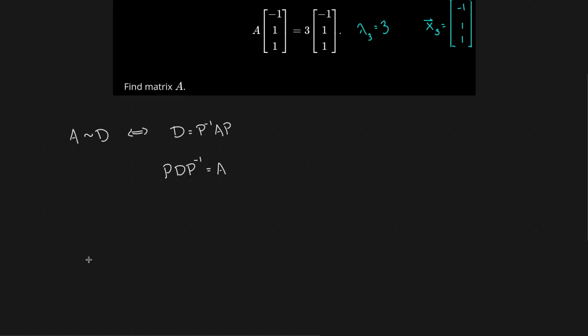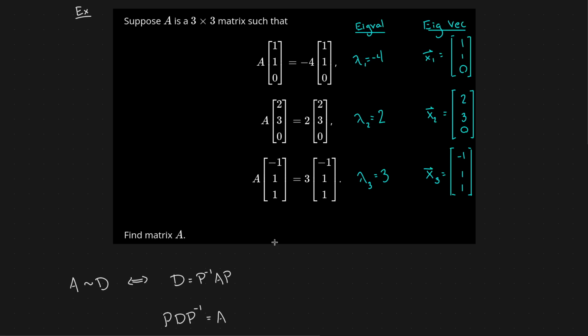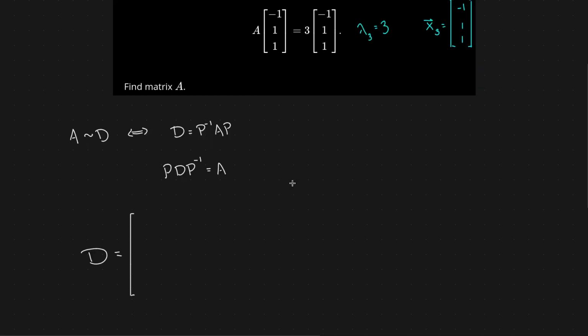All right. So D is going to be my diagonal matrix where the entries are the eigenvalues. So my eigenvalues are negative 4, 2, 3. So negative 4, 2, 3. You could leave the zeros off if you want. I actually think it's a little easier to read if you do leave the zeros off. Very clear we have a diagonal matrix then, right?